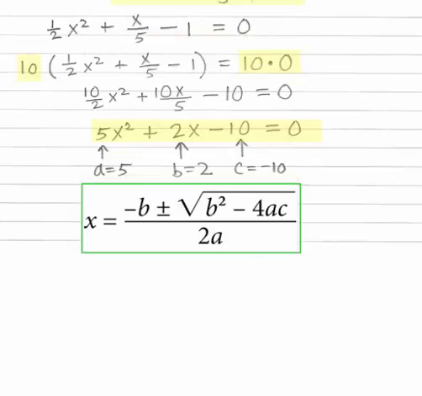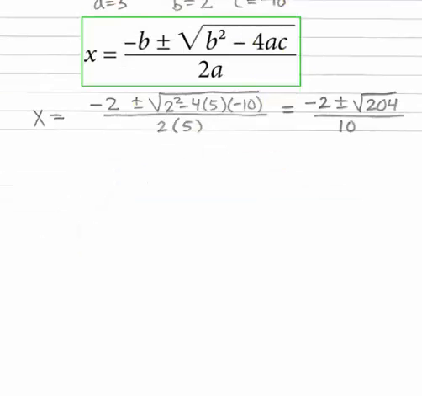So we turn to the quadratic formula, plugging the coefficients a, b, and c into the formula, where a is 5, b is 2, and c equals negative 10. And when we do that, we get x equals negative 2 plus or minus the square root of 2 squared minus 4 times 5 times negative 10, over 2 times 5. And that simplifies to negative 2 plus or minus the square root of 204 over 10.